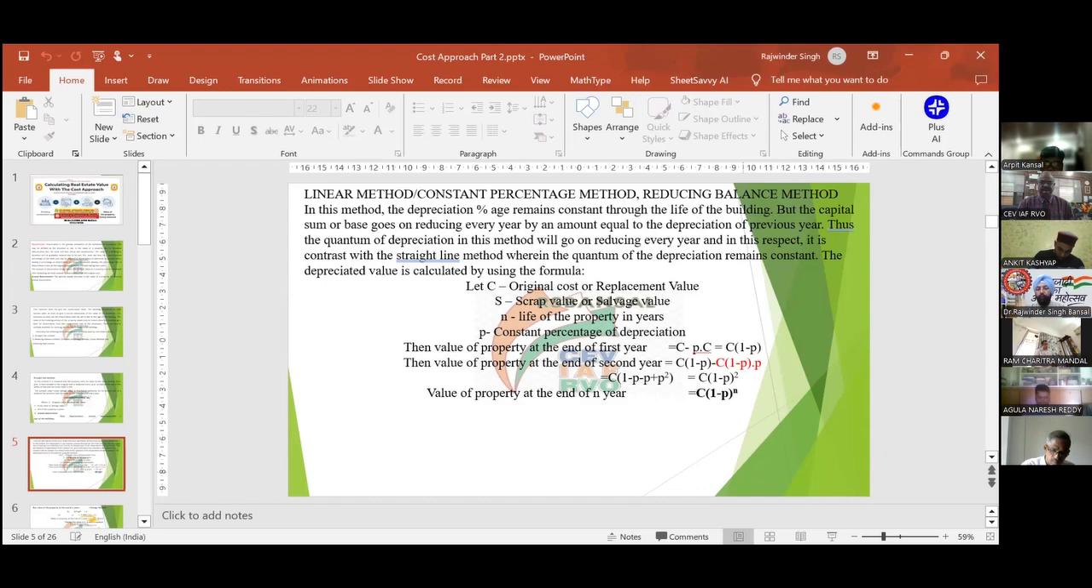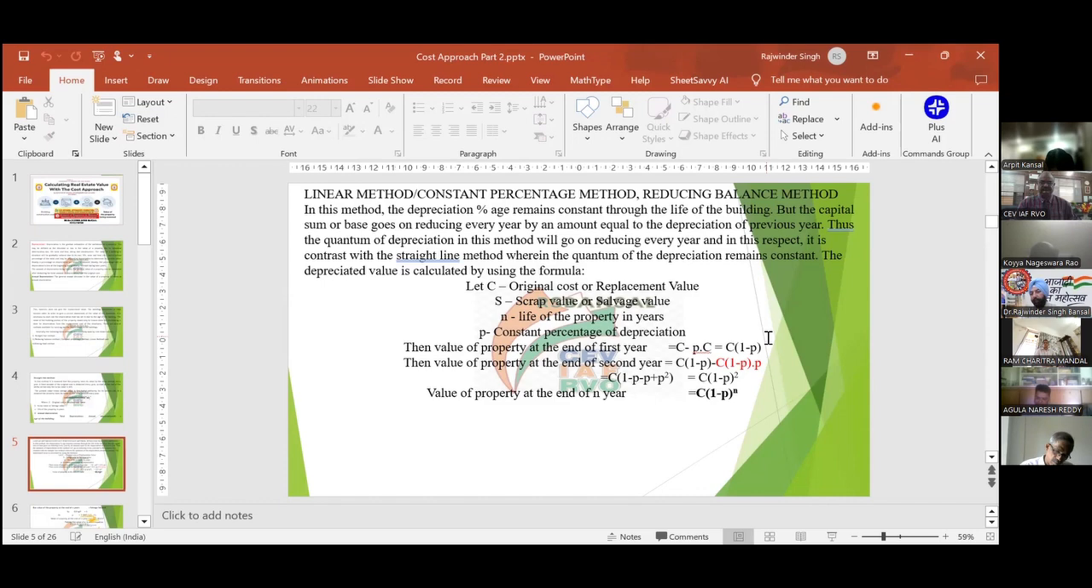Future value formula. What was the future value formula? PV into (1 plus R) whole raised to the power n. Yes. So basically, what is the difference between depreciation and compound interest? In compound interest, the value of your money goes on increasing. That is why you have (1 plus R) raised to the power n.